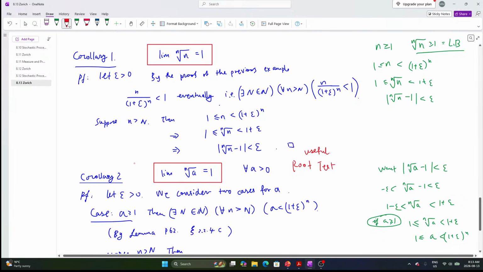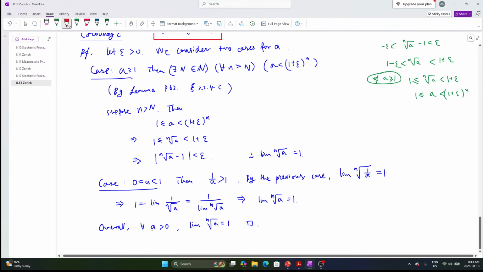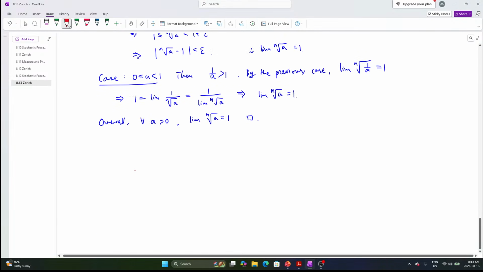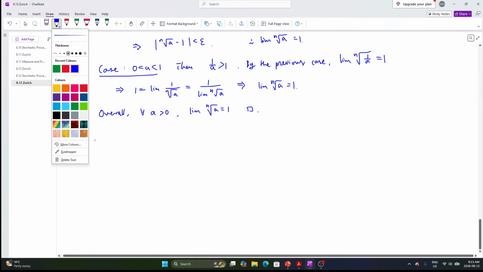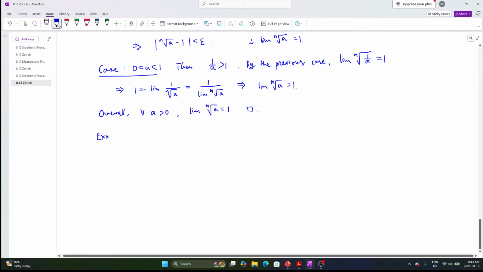Okay, so worth remembering. All right, so next up we have example 12. Next up is an example. This is also super useful, actually. It's useful for the exponential theory, exponential series. Okay, example 12, also very useful result.